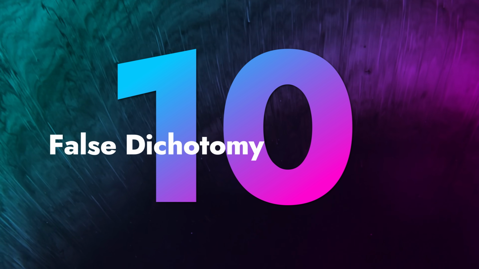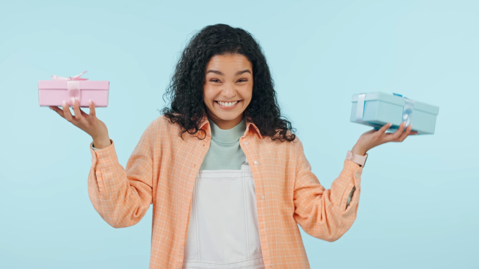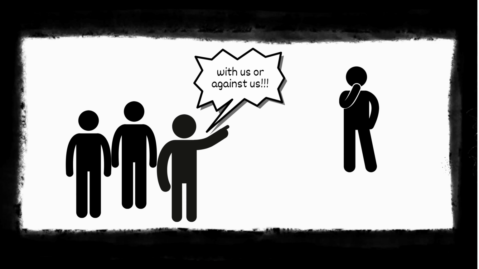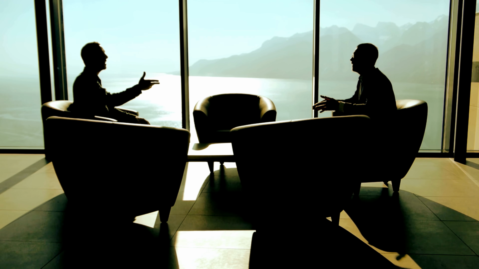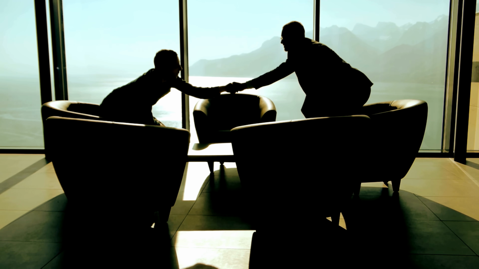Number 10. False dichotomy. This fallacy presents only two options when there are actually more possibilities. It forces a false choice, limiting your thinking. Here's an example: You're either with us or against us. This ignores the possibility of neutrality, disagreement on specific aspects, or finding common ground.